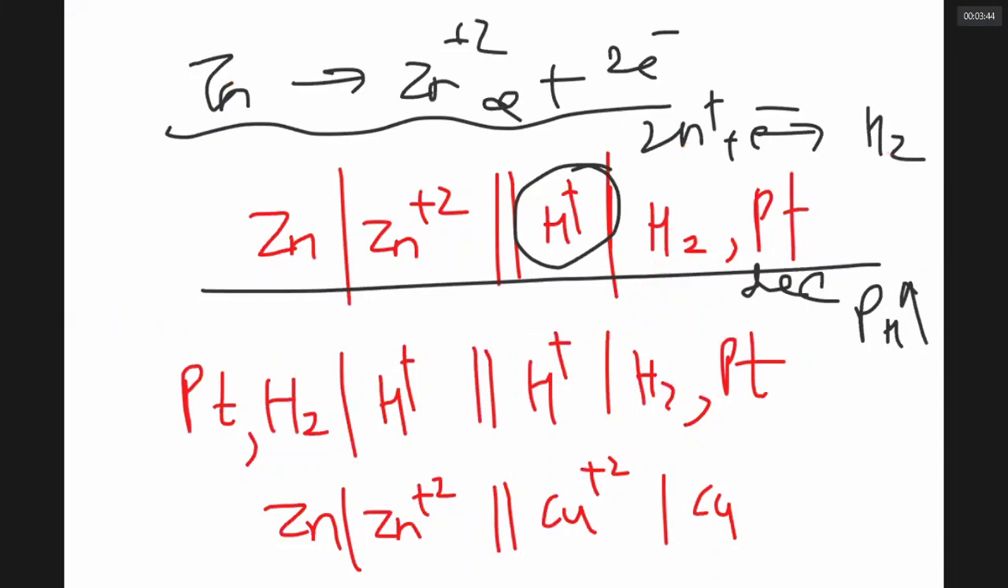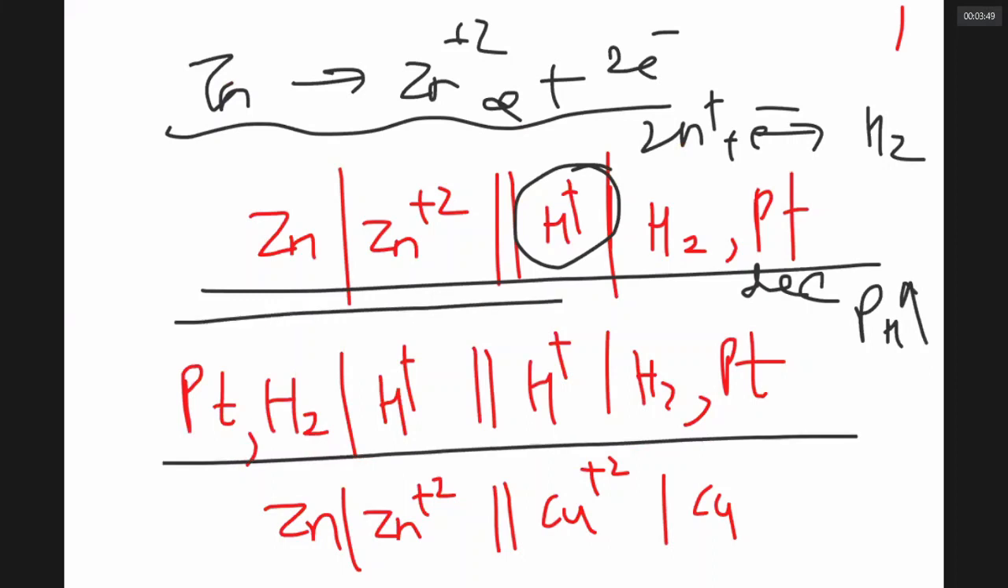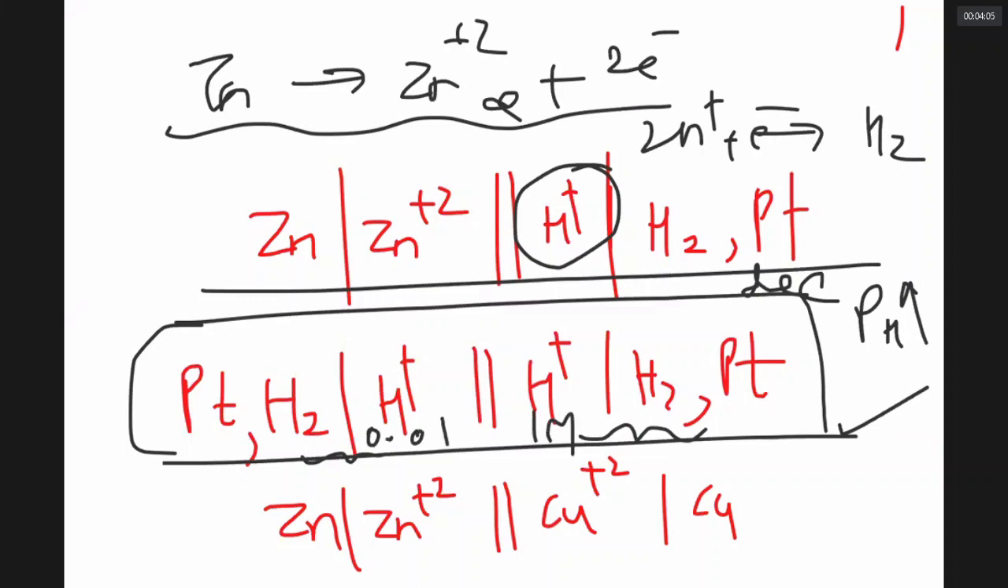Now, my point is, can this cell work, sir? Can this cell produce electric current? No, sir. Same potential. You can make this cell work by changing concentration. You should keep the concentration of H+ ions in the left hand electrode at a lower level and keep the concentration of H+ ions in the right hand electrode at a higher level.